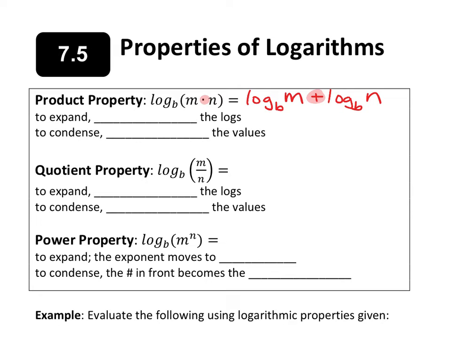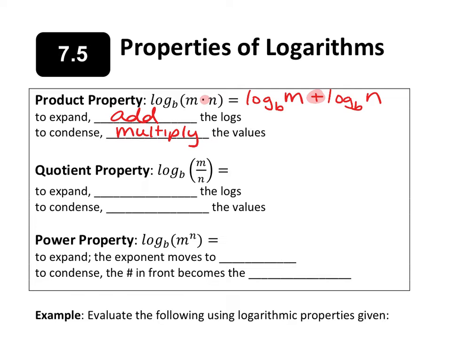Notice that the logarithm, log, and the base did not change. All I have done is separated it or expanded it into two logarithms with an addition sign. So again, to expand, we are going to add the logs. To condense, we are going to multiply the values, because these equations can go in either direction. If it says expand, that means you're writing all of the logarithms. If it says condense, you're writing all of it as one logarithm.